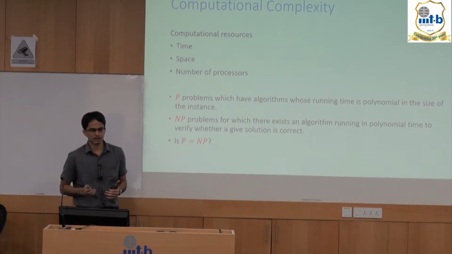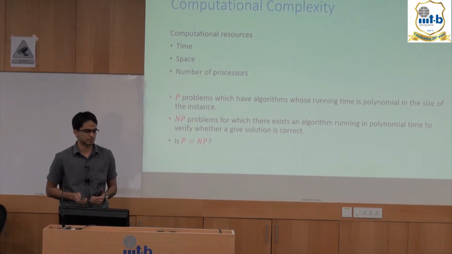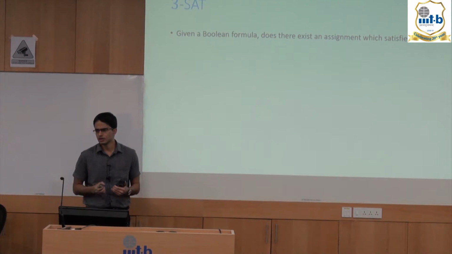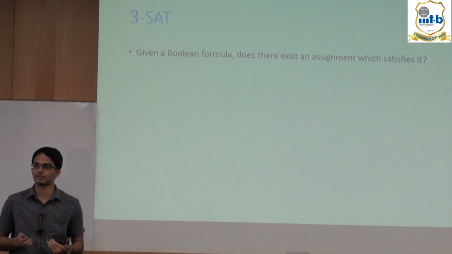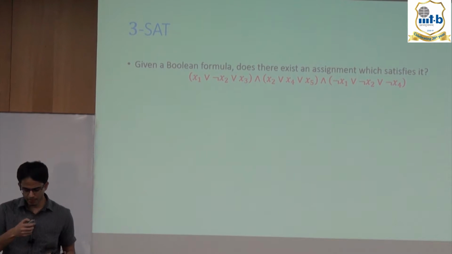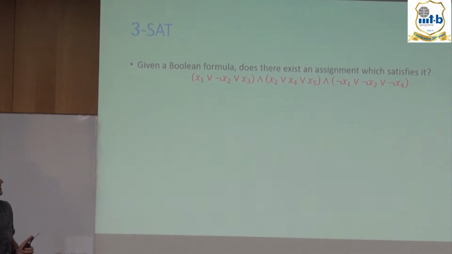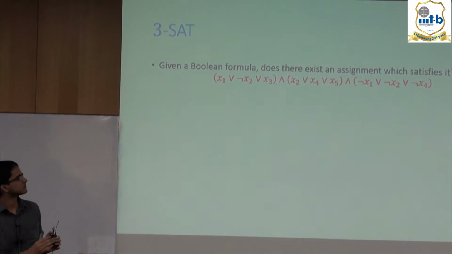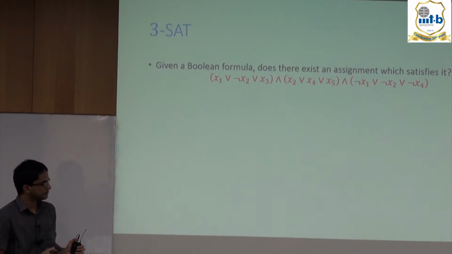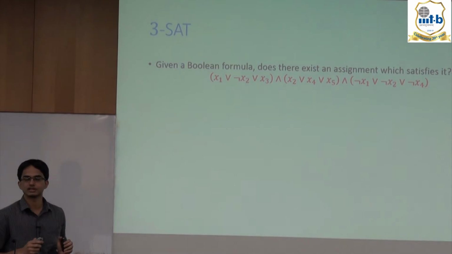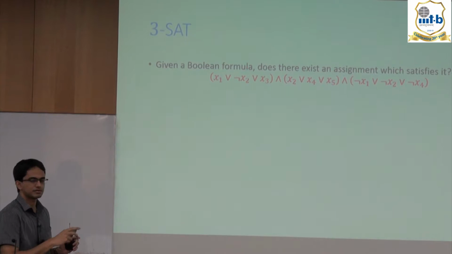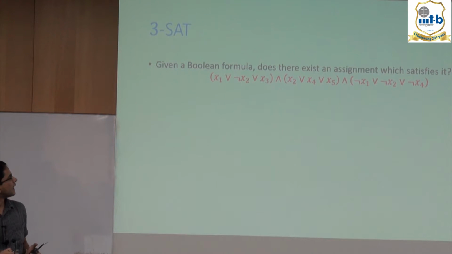So let's look at one of the fundamental problems in this P versus NP, which is known as the satisfiability problem. You are given a Boolean formula. You want to check whether there exists an assignment which satisfies it. For simplicity, we'll assume that your Boolean formula has this sort of structure. You have these clauses, where you have an OR of 3 literals, and the whole formula looks like an AND of these clauses.